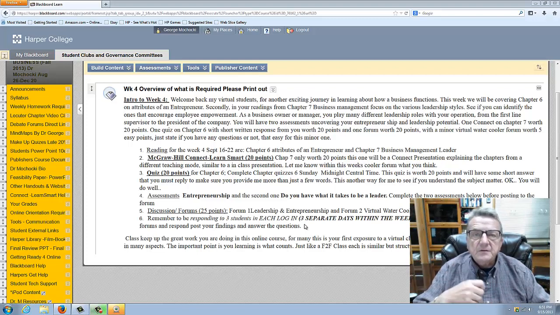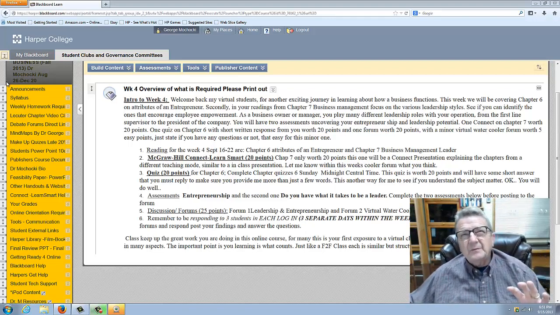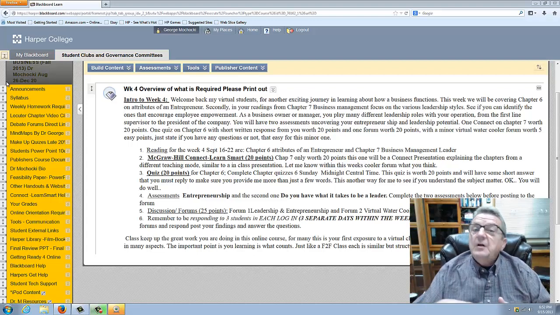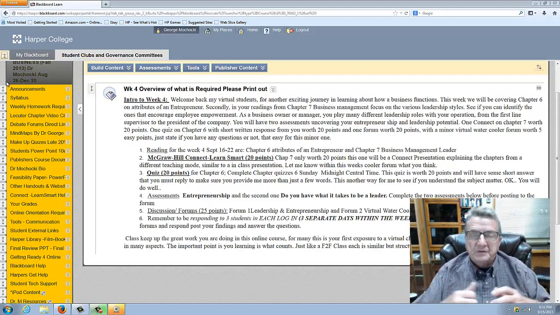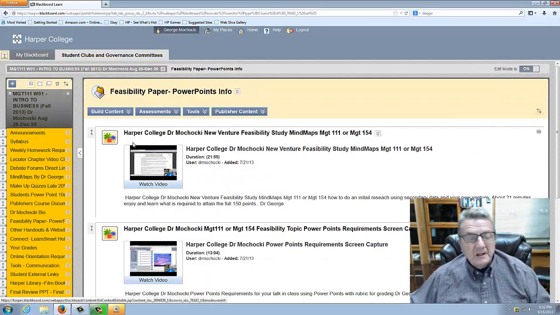As you're talking more and more, start using more of the concepts and more of the terms. Because remember, pretty soon there are some questions about your feasibility paper. Not this week, Week 4, I think in Week 5 we'll start talking about your feasibility paper. What you have to do is come up with an idea, a concept. If you're working at a business, it could be a new venture or a new expansion of your business. Look at this, it says feasibility papers and PowerPoint. You click on this one and it'll have everything you do.